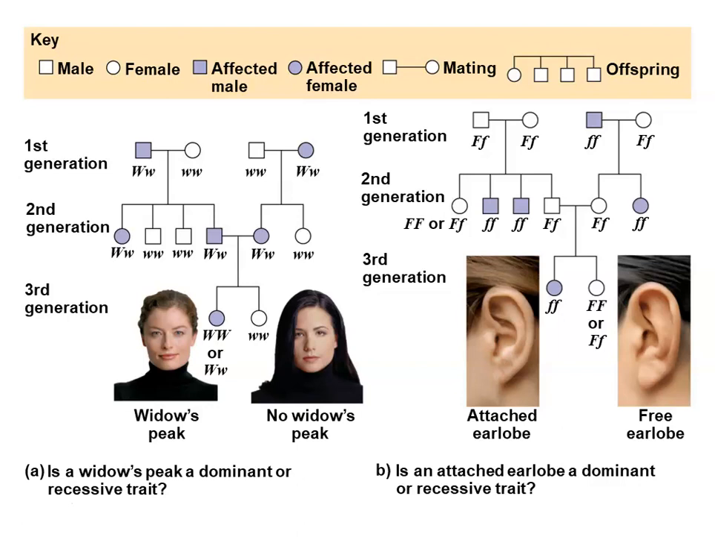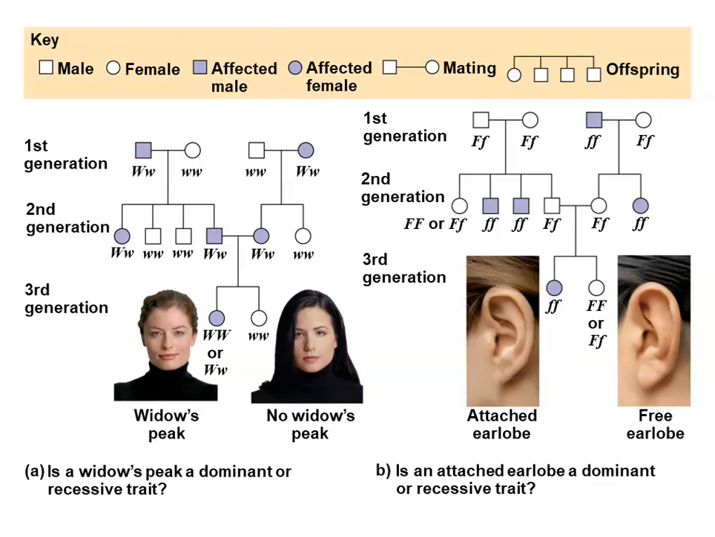If they had continued to have siblings, we would have expected probably more of the siblings to show that widow's peak trait, because all you had to do was be heterozygous to show it. So widow's peak would be a dominant trait. If you have one of those dominant alleles, you're going to get that particular trait.